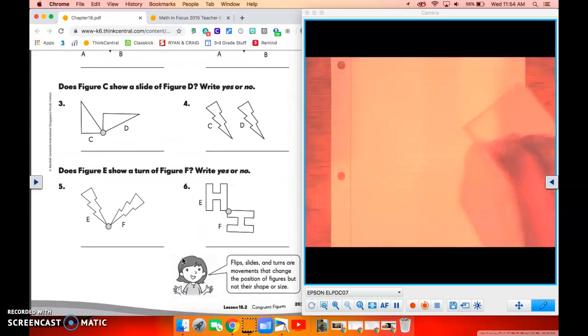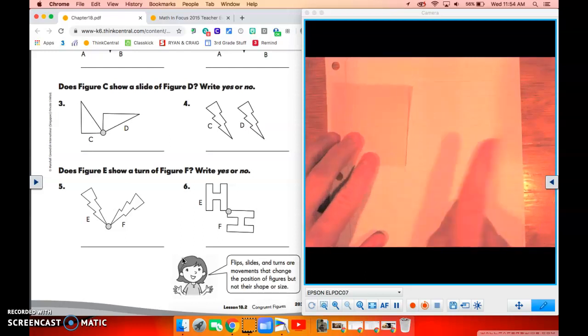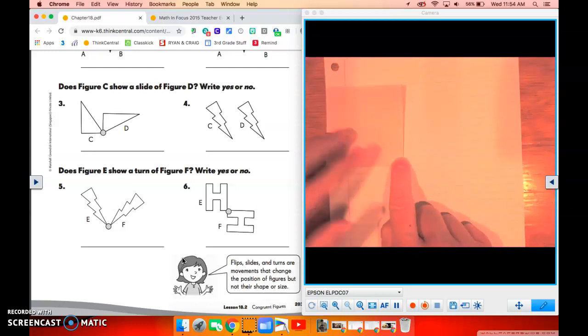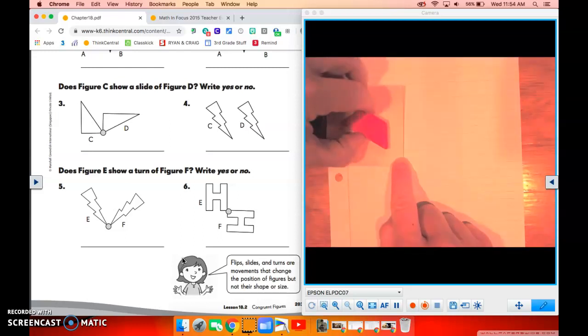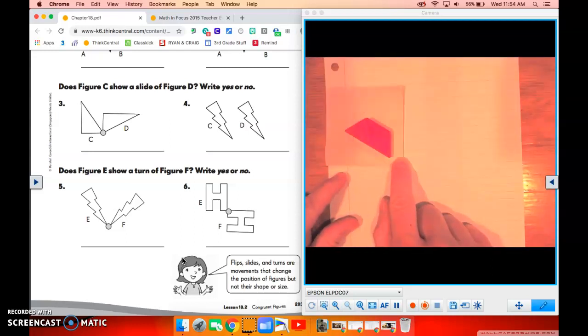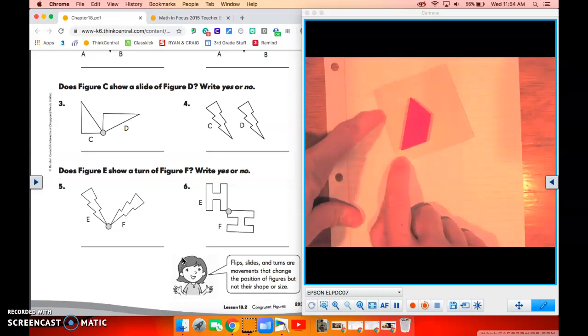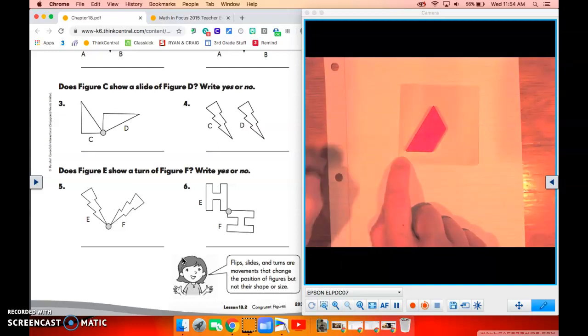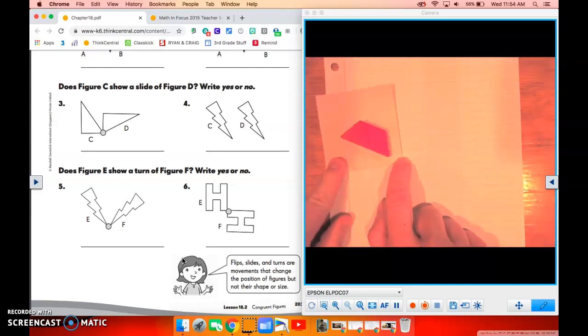Figure 5 and 6, does figure E show a turn of figure F? So again, the turn is on this point right here, and here's our lightning bolt, okay? Here, I'm just going to borrow that. There's our lightning bolt pointing down that way, and now I'm going to turn it, and I'm just going to keep turning, and now our lightning bolt is turned and facing us still. So that does show a turn. Okay, that's a yes for number 5.